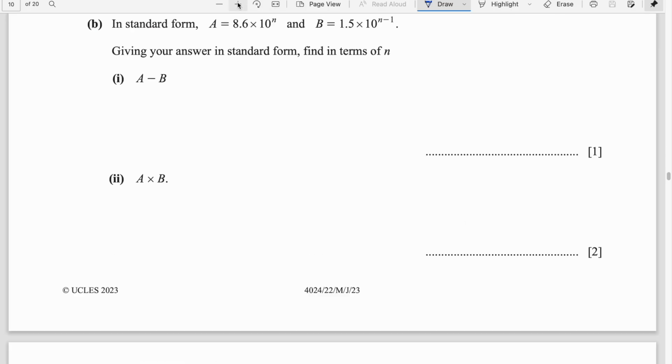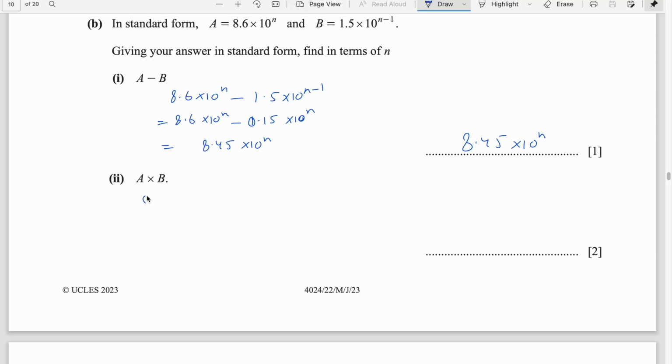B part. In standard form, a is equal to this, b is equal to this. Giving your answers in standard form, find the value of a minus b. So just copy the value first: 8.6 into 10 raised to the power n minus 1.5 into 10 raised to the power n minus 1. So I need to have the same powers. So that is 8.6 into 10 raised to the power n. If I raise this power, I'll have to decrease the value. So minus 0.15 into 10 raised to the power n. Now 8.6 minus this, you get 8.45 into 10 raised to the power n.